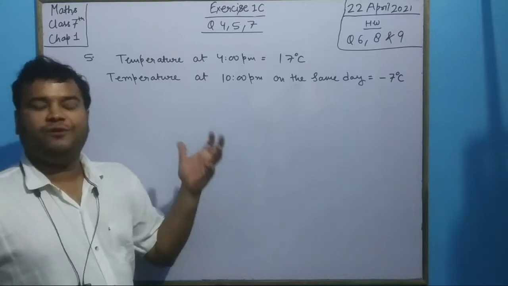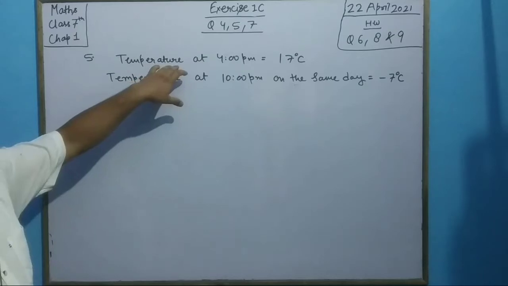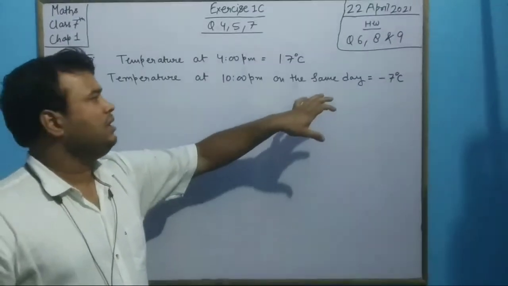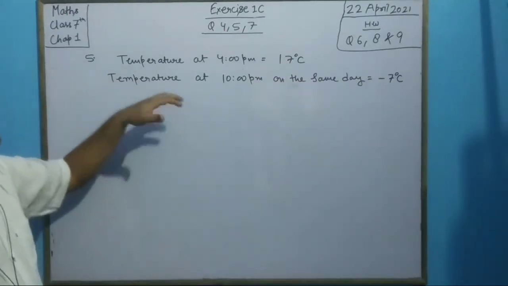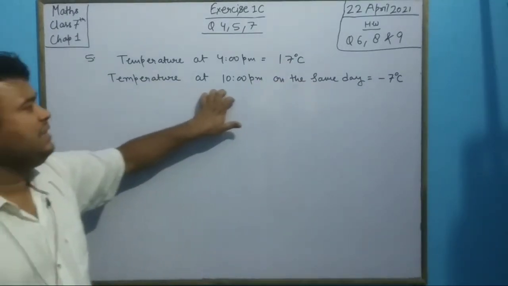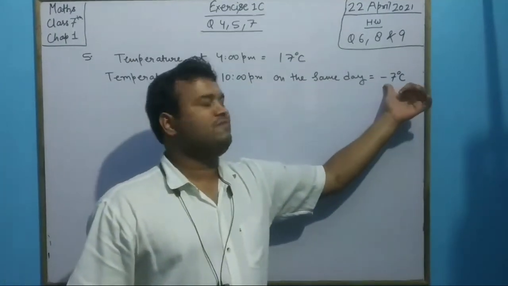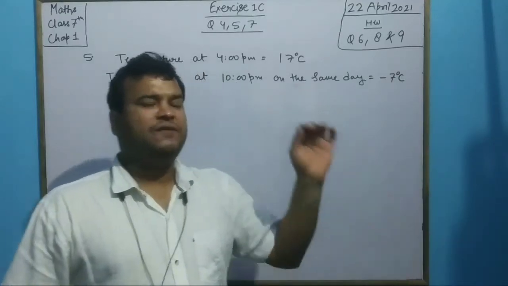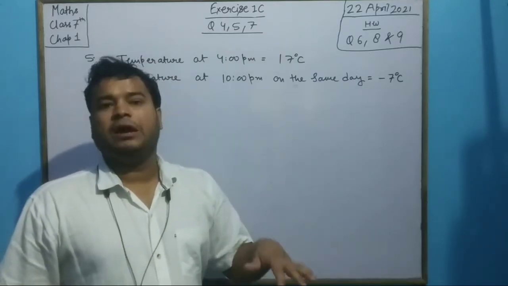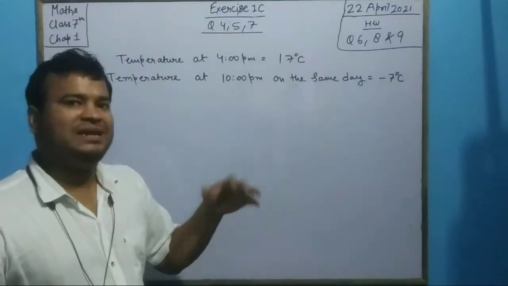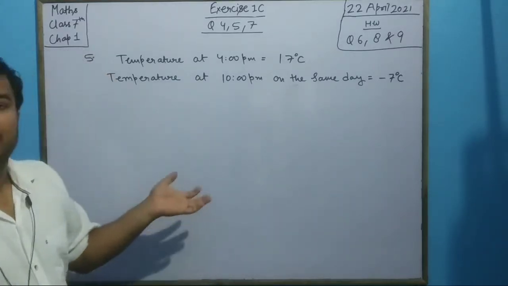This is the fifth question. What is being asked? Okay, this is a numerical. Here it is given that the temperature at 4 p.m. on any day is 17 degrees Celsius, and on the same day the temperature decreased. At 10 p.m. the temperature recorded was minus 7 degrees Celsius. If the temperature decreased by the same amount every hour, what is the rate of decrease of temperature every hour?